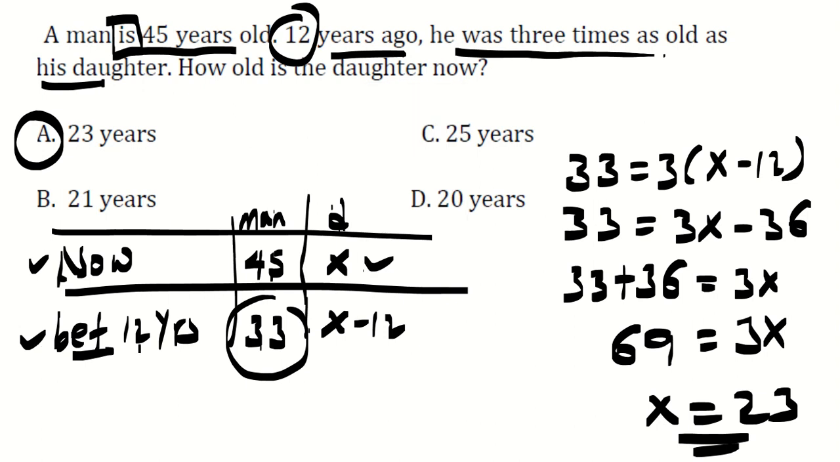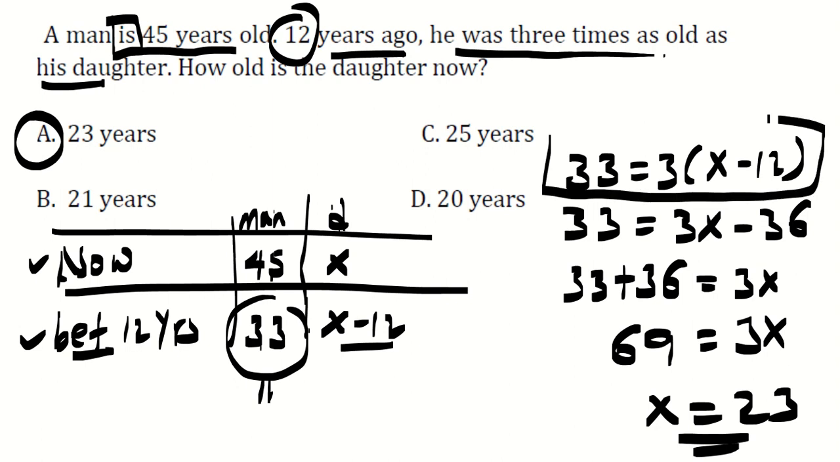And 12 years before, the man's age is obviously minus 12. From 45 minus 12, which would be 33. And 12 years before, the daughter's age will be X minus 12. If she is X years now, 12 years before means minus 12. That's what we did here. Now the comparison is here. It says 12 years before he was 3 times as old as his daughter. That means this age is the same as 3 times his daughter's age. That is the main equation. The rest of the process, I hope it will be easier.